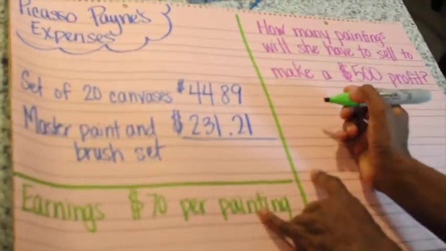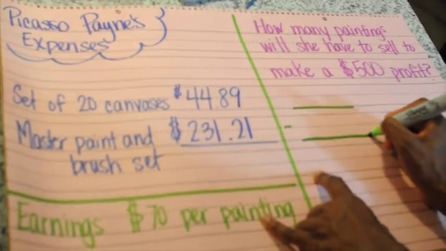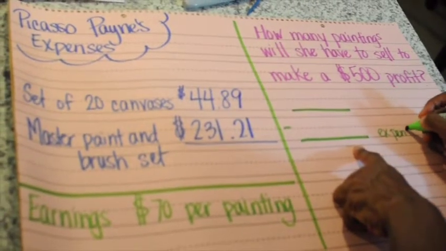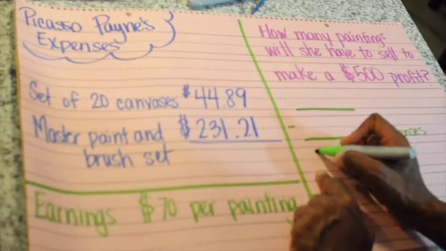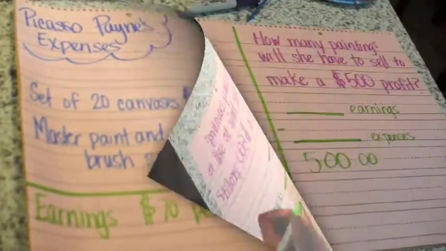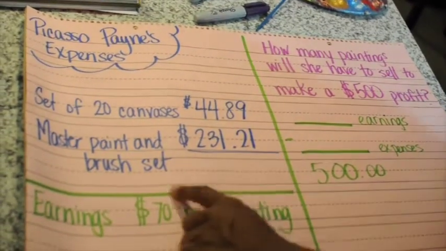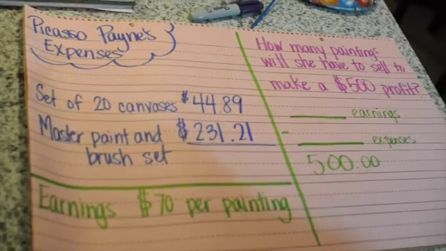So I know that earnings minus expenses, I'm going to label this expenses, I want that to equal $500. So my goal is $500. So let me first figure out this line, the expenses.